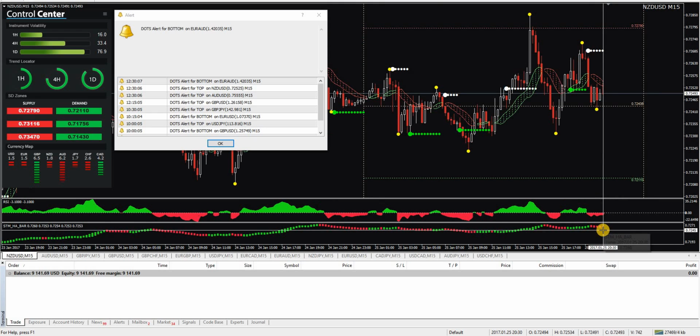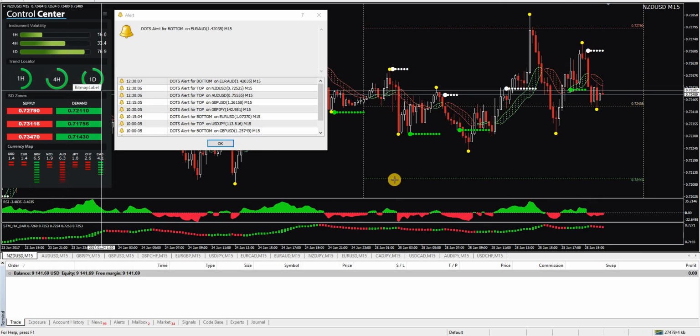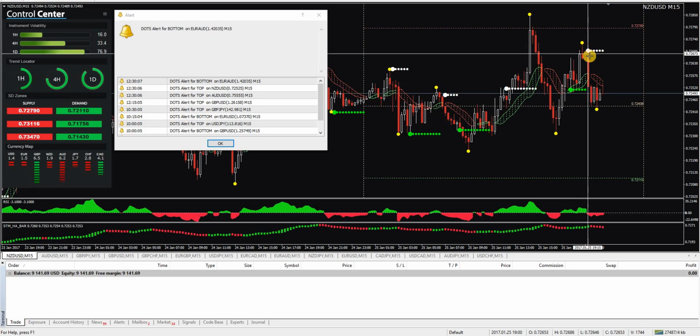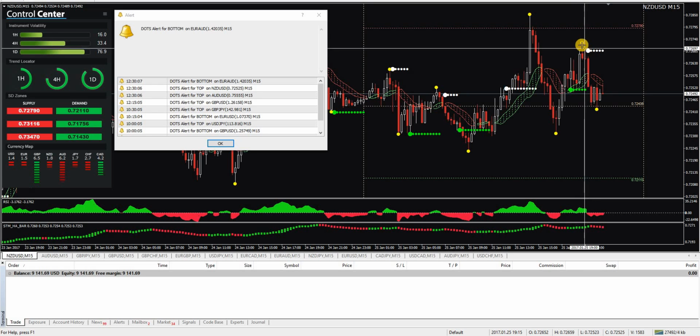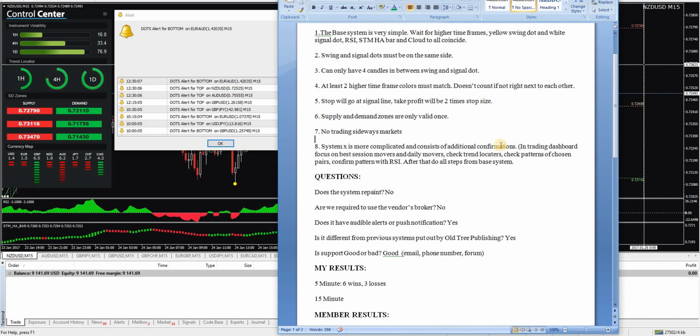All right, once this turns red, once that turns red, once these turn whatever color they're going to be, everything, like I said, stays the same. Once these dots pop up, I've never seen one of these dots disappear after it's popped up. So I'm going to have to say, no, the system does not repaint.